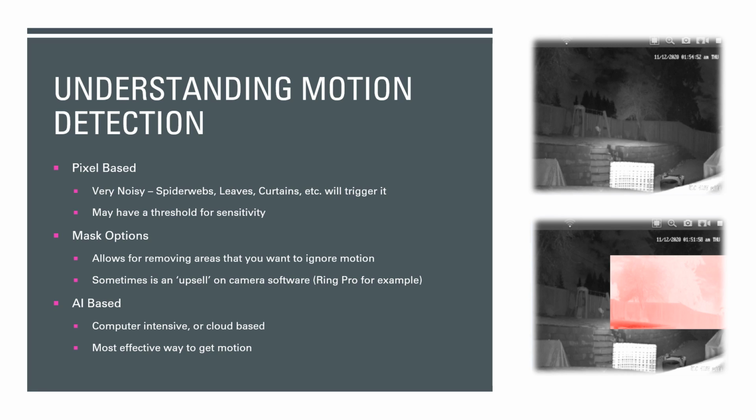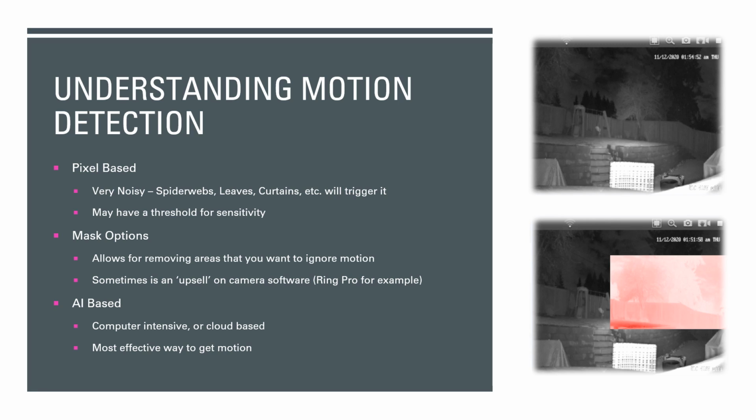There's a threshold for sensitivity, but you want to be careful there, because if you set the threshold too high, then it won't detect things that you do care about. Now there's what's called mask options, and the Ring and Ring Pro is a great example of this. If you bought the Ring camera, it didn't have mask options, so you're basically at the mercy of any motion. And if you got the nice camera, you could mask it out. And that's what I'm showing in the lower right-hand corner.